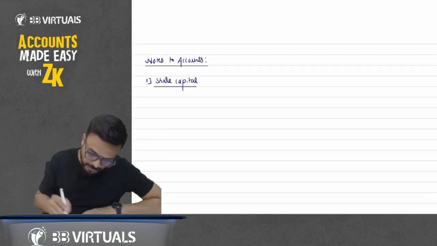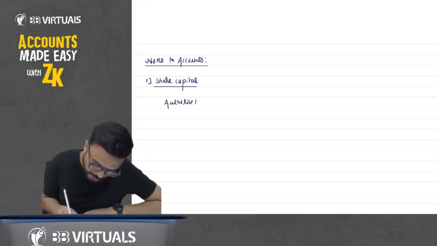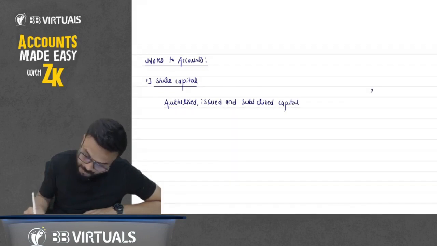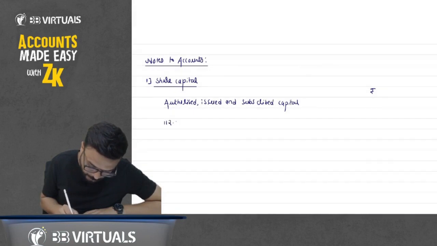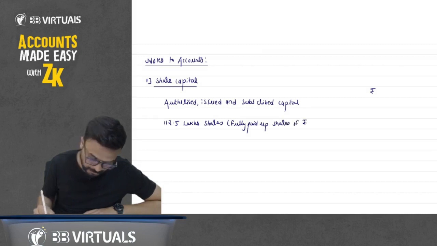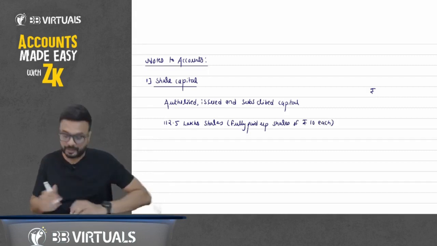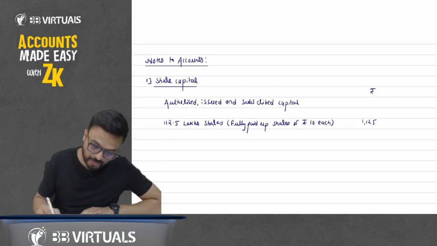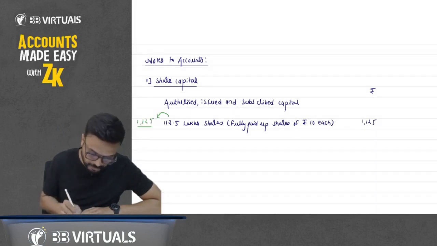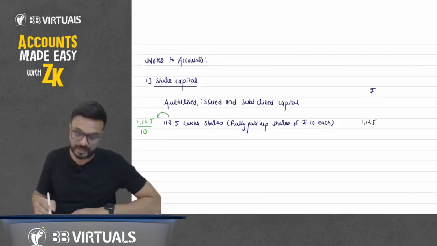So write down here in note number 1: authorized, issued and subscribed capital, 112.5 lakh shares fully paid up, shares of rupees 10 each. How much is it? 1125. How we have calculated: the total amount of share capital is 1125, divided by the share value of rupees 10 each, divided by 10, which comes to 112.5 lakh shares of rupees 10 each.